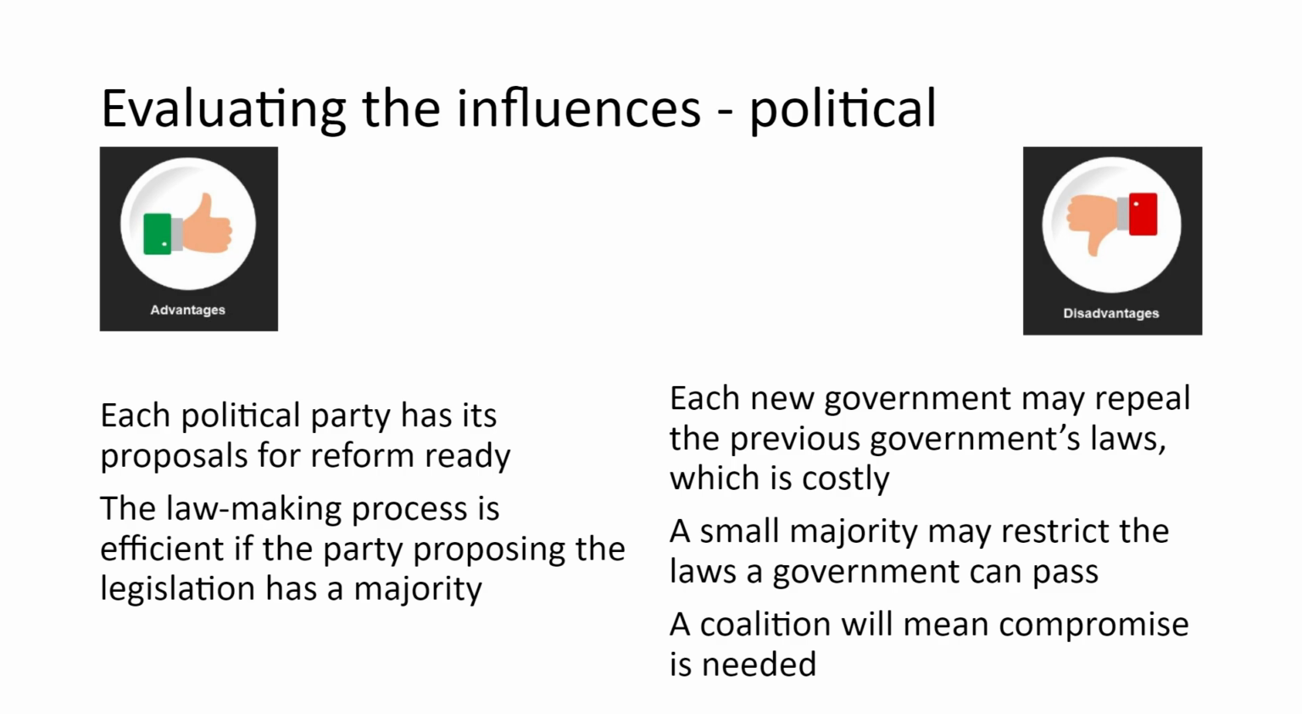However, the disadvantages are that if you keep voting in different governments, then they may disagree with the previous government and repeal their laws, which is costly. It also means that if you've only got a small majority, such as when Theresa May was in power, you may not be able to pass the laws that you actually want without trying to get some of the smaller parties on board. And a coalition like the one between the Lib Dems and the Conservatives between 2010 and 2015 will mean that compromise is needed and that you may have to water down proposals in order to get the other party on board.